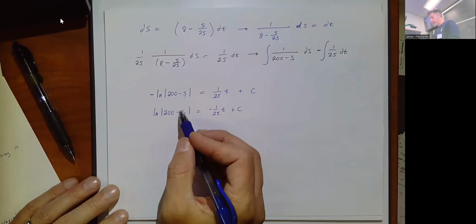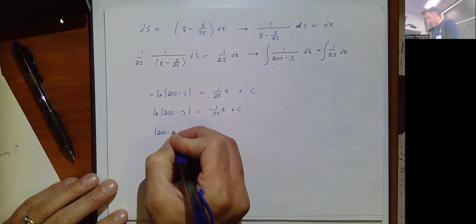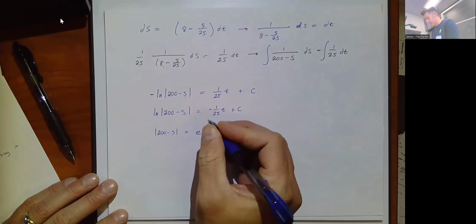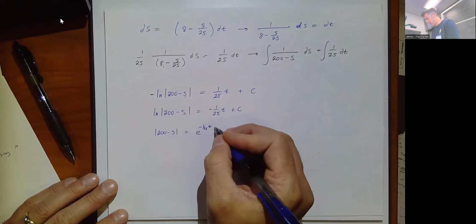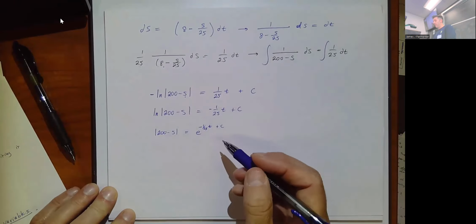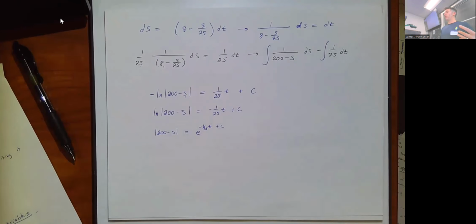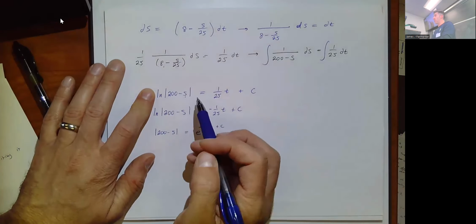And then we're trying to solve for s here. So exponentiate both sides. The absolute value of 200 minus s is equal to e to the -1 over 25 times t plus c. Usually I would have dropped the absolute values by now, but I'm going to show the work that I saw in Lee's notes, where he is showing all the steps until you get to the point where you get to drop them. So let me just point that out.